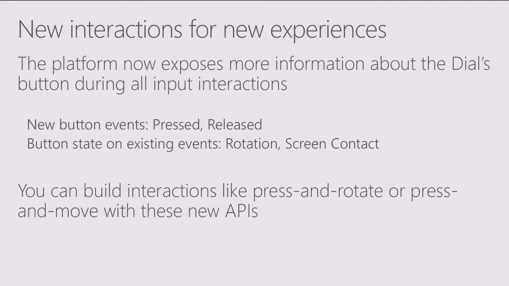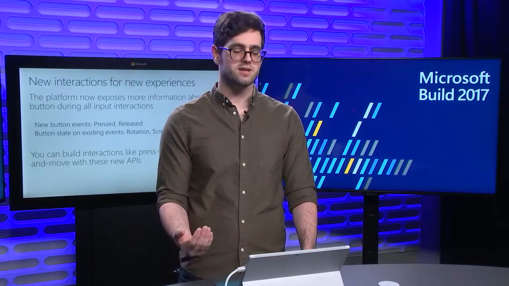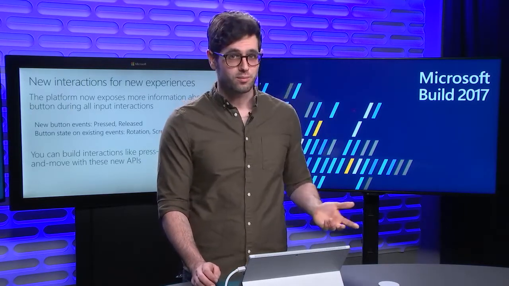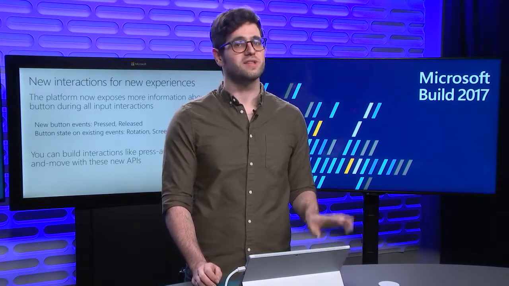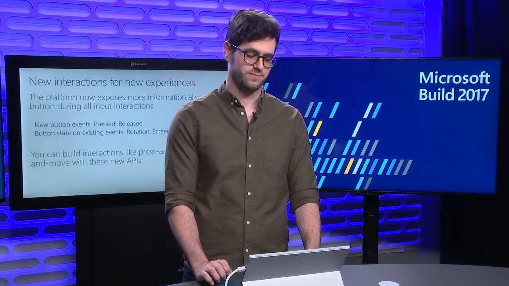Additionally, we now report the button state on all of our input events. So rotation and screen contact will have an argument that will tell you whether the button is pressed or not. So using this, you could build interactions like press or rotate, and you can also build an interaction like press and move with this new API. The Surface Dial hardware doesn't support it particularly well because it has a rubber on the bottom of it, but the Dell Canvas 27 does support press and move interactions.